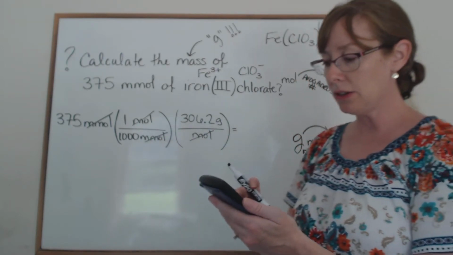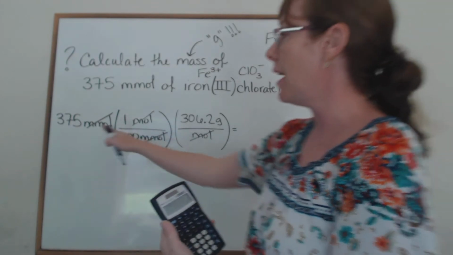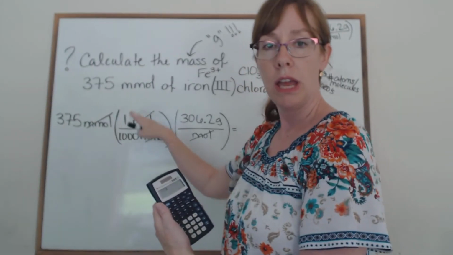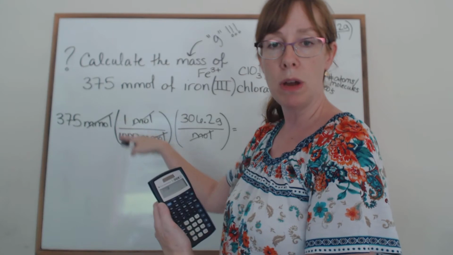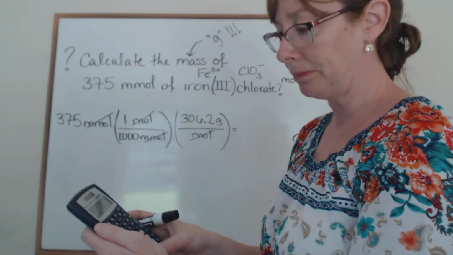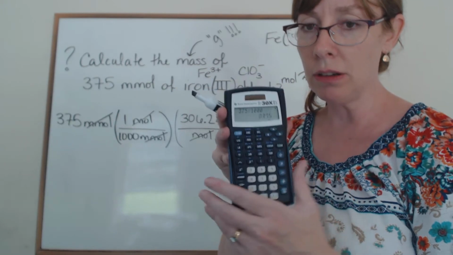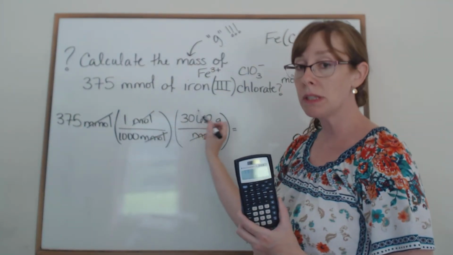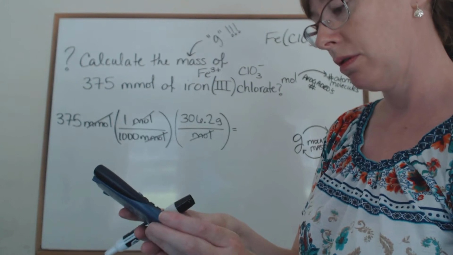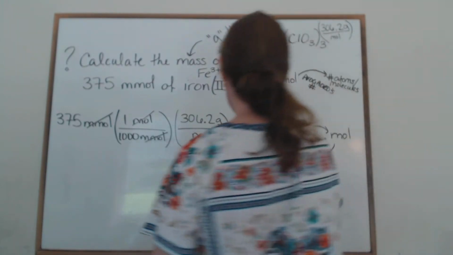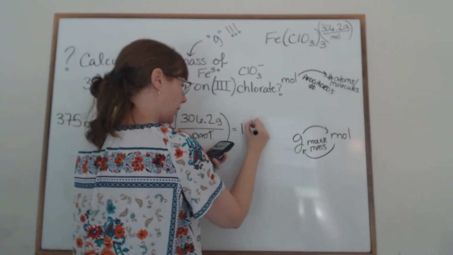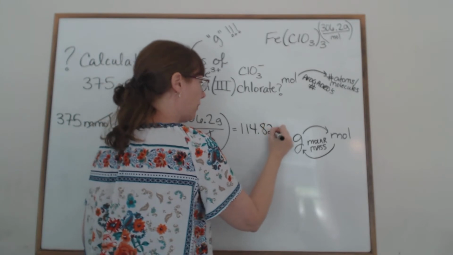So we're ready to get the answer. Let's put it in our calculators. 375. Ignore the ones. That's a waste of time to deal with ones. Divided by 1,000. Like I said, I press enter after every single section. And now times 306.2. And my answer is 114.825 grams.